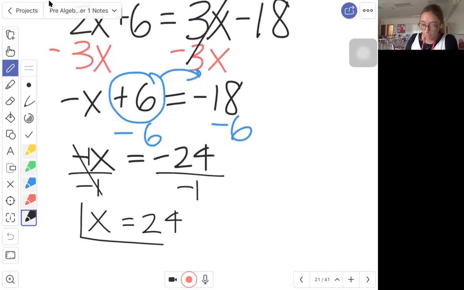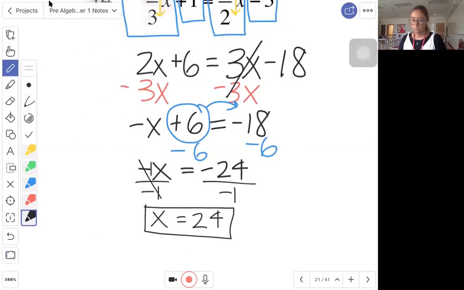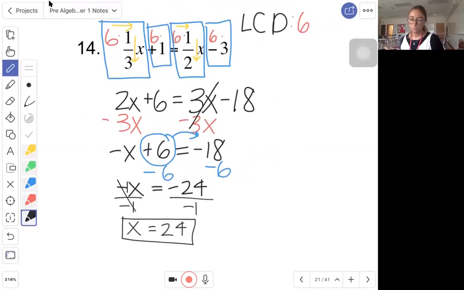Does that make sense? Questions on that one? So whenever you have a fraction, make sure you're multiplying by your least common denominator to get rid of them. And then you just combine your like terms.